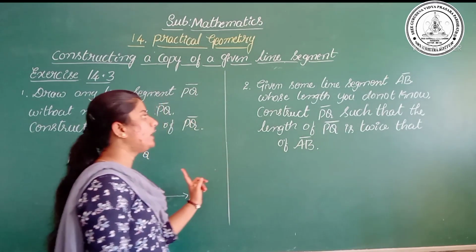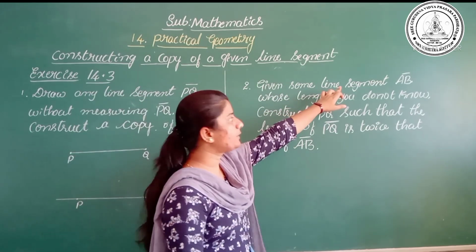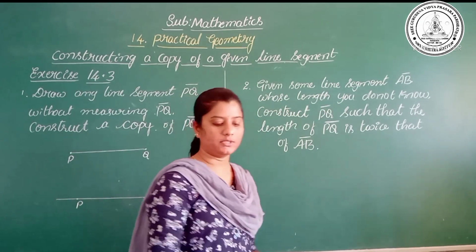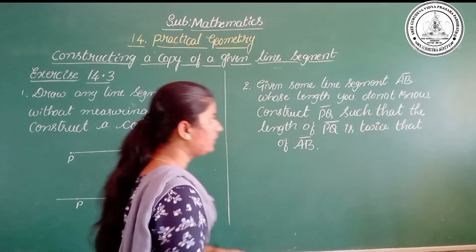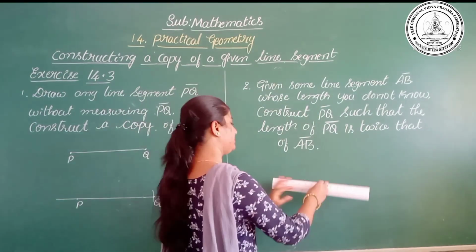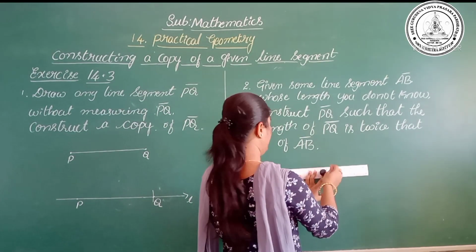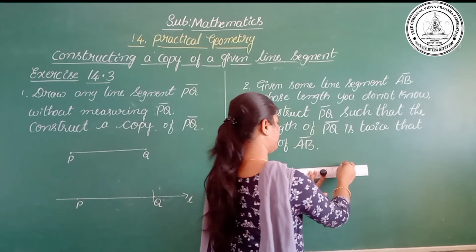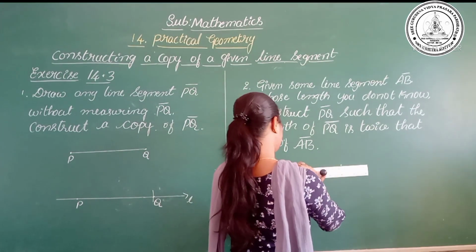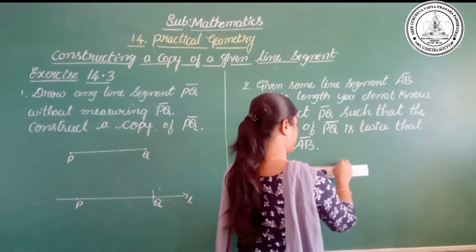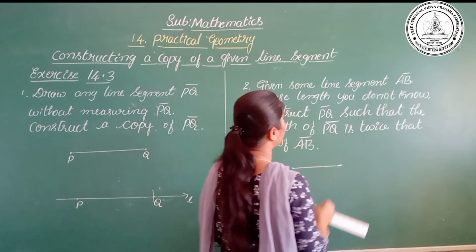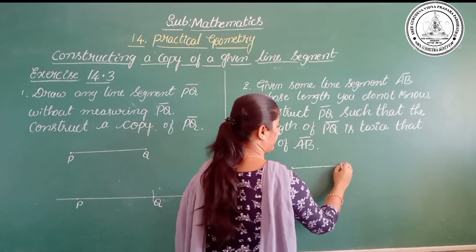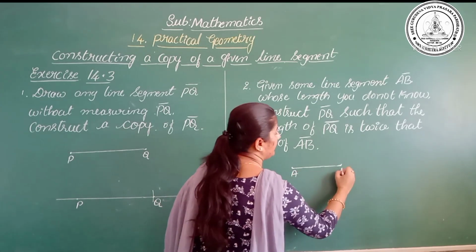Okay. So first what we have to do? First, draw a line segment AB using the ruler. Okay. So we don't know what the length is. Just draw. So here I will take it. It is the line segment AB.